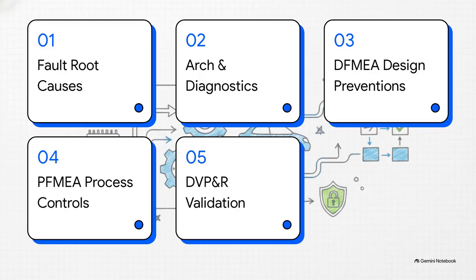Okay, let's look at our roadmap for today. We'll start with firmware fault root causes, then architecture and diagnostics, move into DFMEA key design preventions, look at PFMEA key process controls, and finally, wrap up with DVP and R production validation.